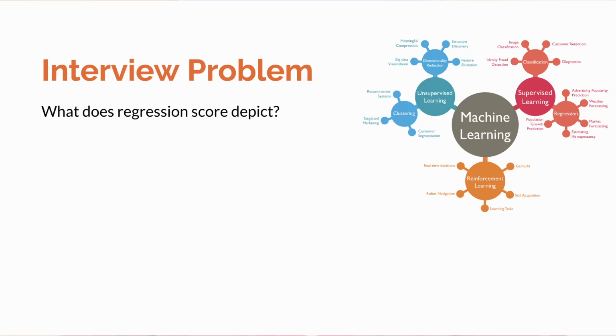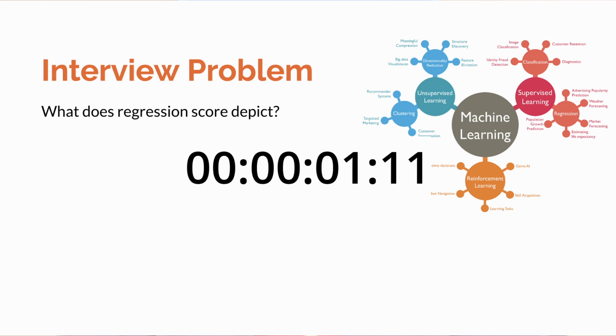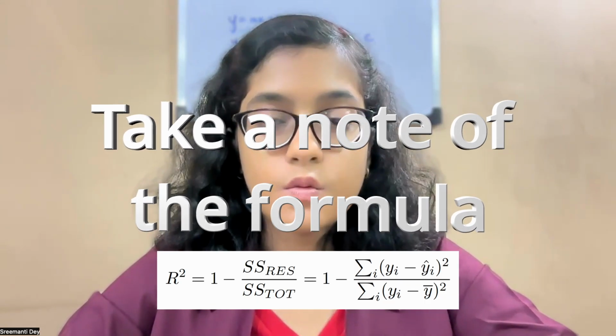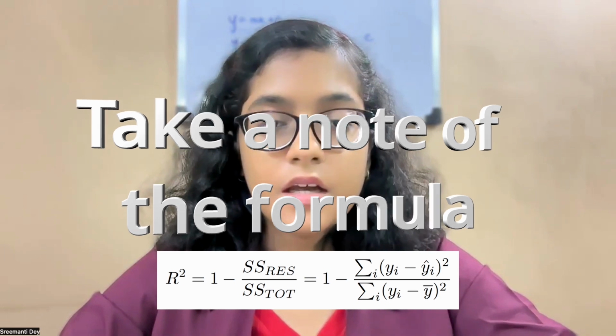Okay, so the next question that comes is, what exactly does the regression score depict and how do we calculate the regression score? So basically the regression score is calculated using this formula, as you can see right here. So what does each of the terms mean?